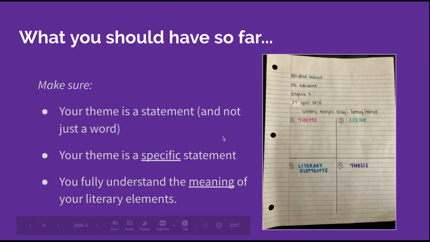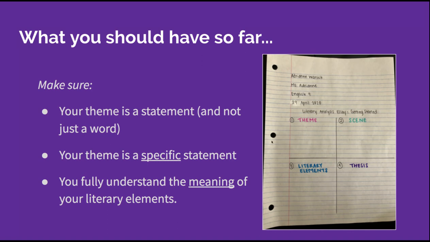Okay. Now I reviewed what you submitted the other day, and so far it's mostly spot on. There were a couple things that came up that I wanted to go over with you. So just to clarify, I want you to make sure your theme is a statement and it's not just a word. So right here in this box, some people wrote justice, compassion, kindness. Okay, so these are topics, but they are not the theme. The theme is a statement.